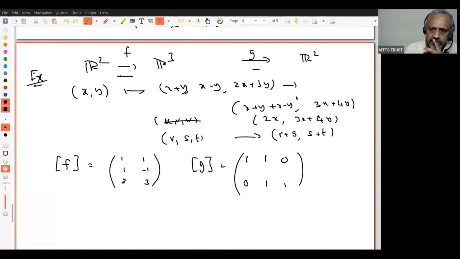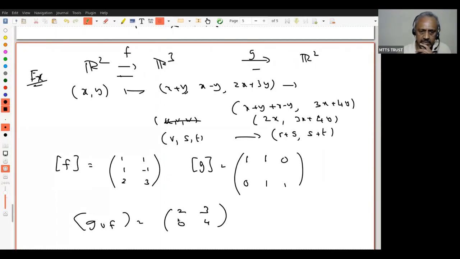Right? Now let us, what is this matrix? G composite F, what is the matrix? XY going to 2x, therefore it should be 2 and 0 and 3 and 4. Okay, I hope you will get it correct. Okay, I see a problem here. RST, where does it go to? R plus S and S plus T.